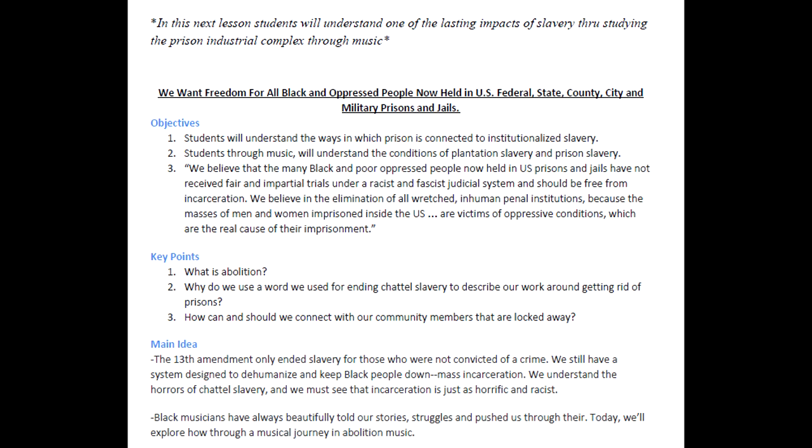Main idea. The 13th Amendment only ended slavery for those who were not convicted of a crime. We still have a system designed to dehumanize and keep black people down. Mass incarceration. We understand the horrors of chattel slavery, and we must see that incarceration is just as horrific and racist.